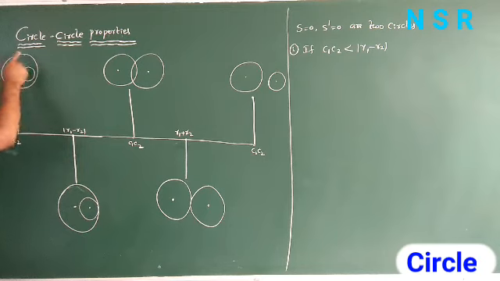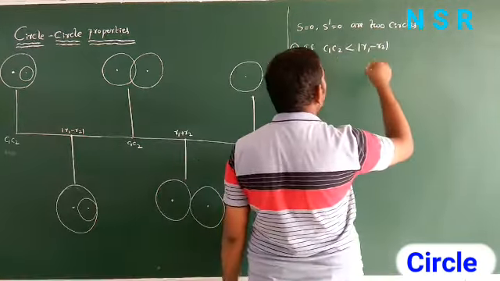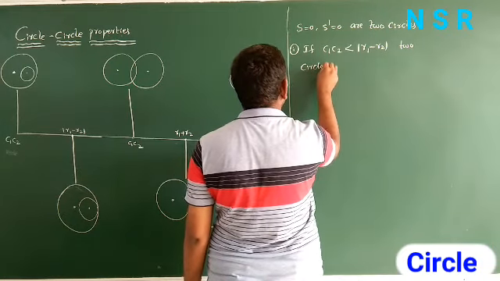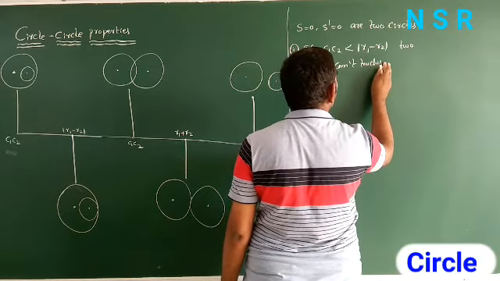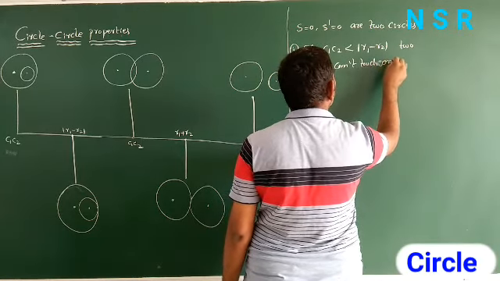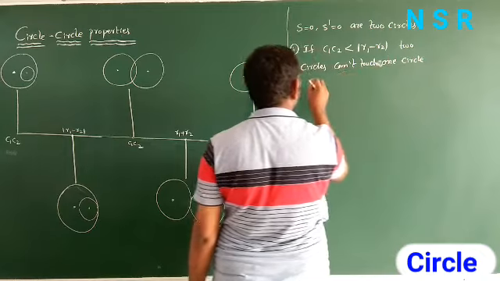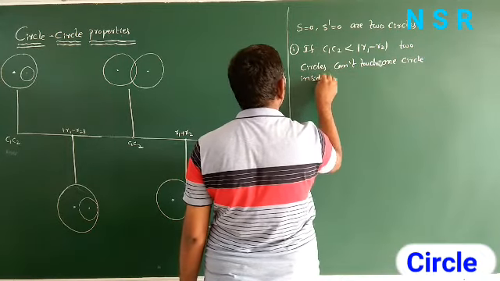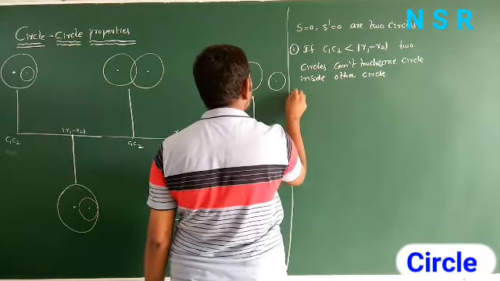See the condition property. If C1 C2 is less than mod R1 minus R2, what is the property? Two circles cannot touch, and one circle is inside the other circle. So this is the first property.